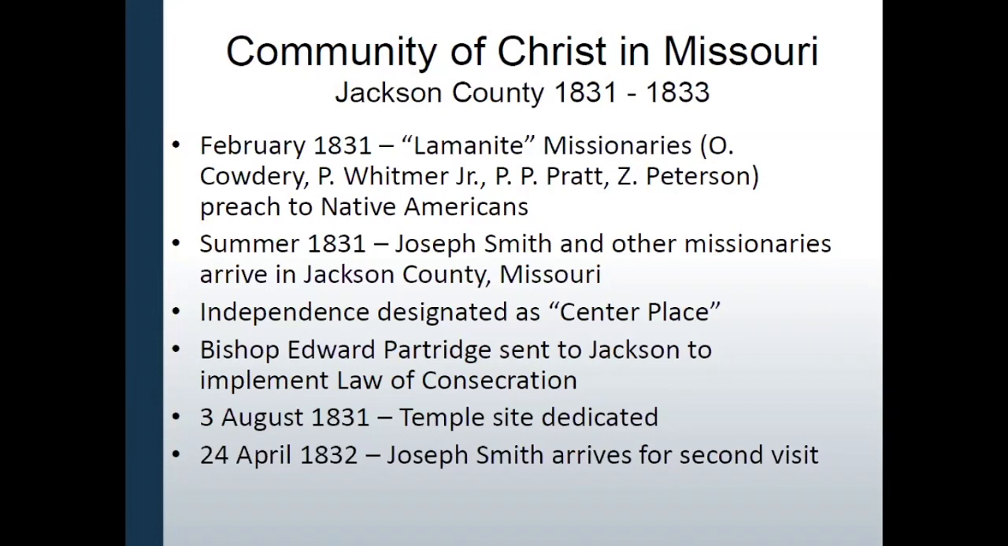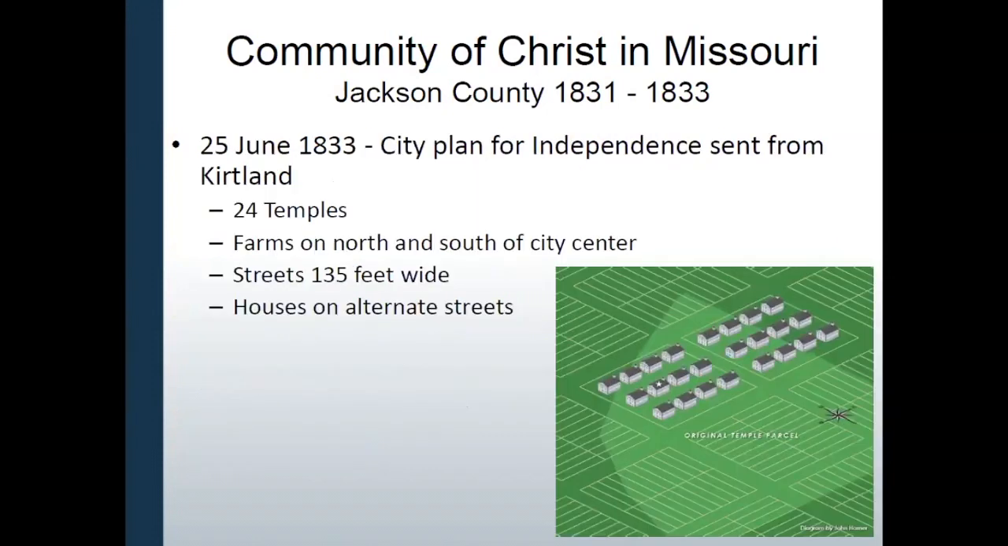Joseph dedicates a temple site in Jackson County, Missouri on the 3rd of August of 1831. And then he returned in April of 1832 for his second visit to Jackson County, Missouri. By June of 33, he's sending a plan for the city of Zion, or for Independence. So we talked about 24 temples, the idea.